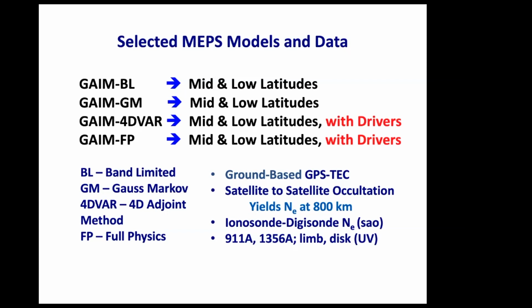The data that we're going to use in this study include ground-based GPS TEC, satellite-to-satellite occultation data, which yields the electron density at 800 kilometers, bottom-side electron density profiles using ionosondes and digisondes, and UV emissions, both 911 angstrom and 1356 angstrom, and emissions come from both the limb and disk.